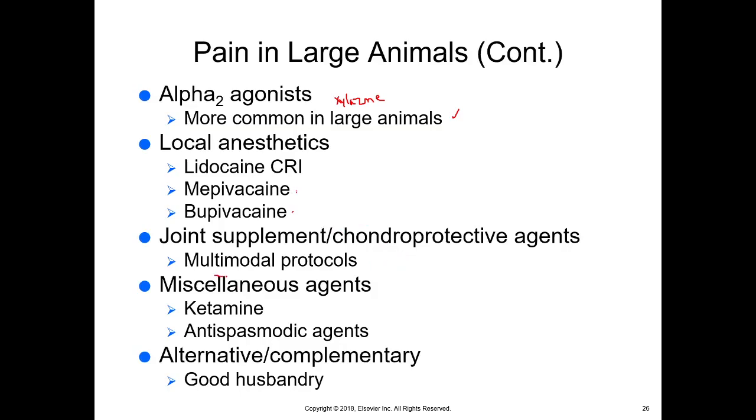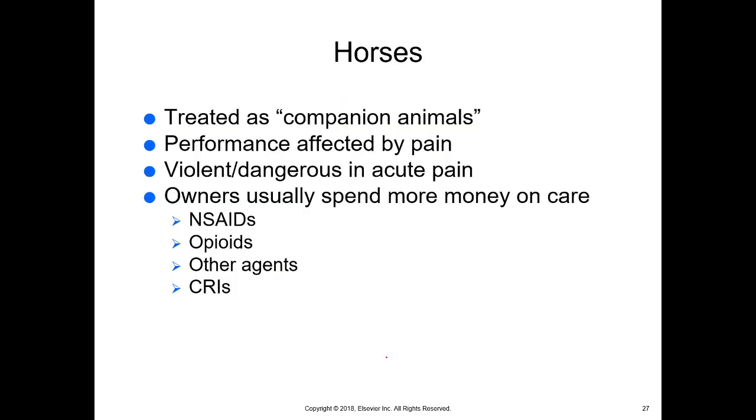We often use protective agents with these guys, so we'll supplement them with nutraceuticals or building blocks of cartilage to help them rebuild cartilage in their joints. We can use ketamine and antispasmodic agents like we do in small animals. And basically, we just need to take care of them really well. This is what good husbandry means. Keep their stall clean, keep them on nice soft bedding, feed them well.